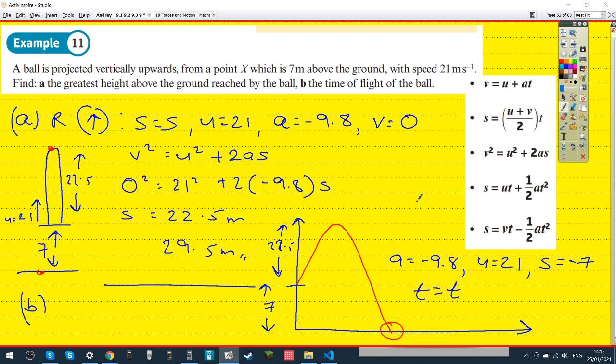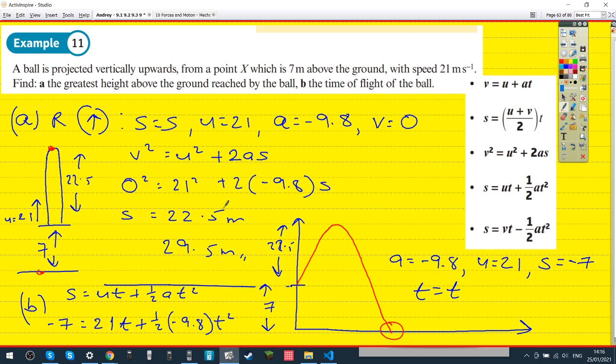And so we now do x equals ut plus half at squared. Yep. And so that would be... I got as well, so 4.60.